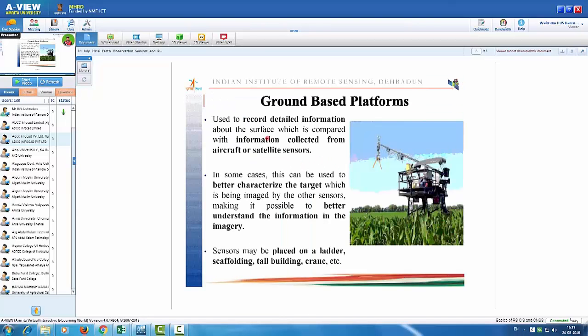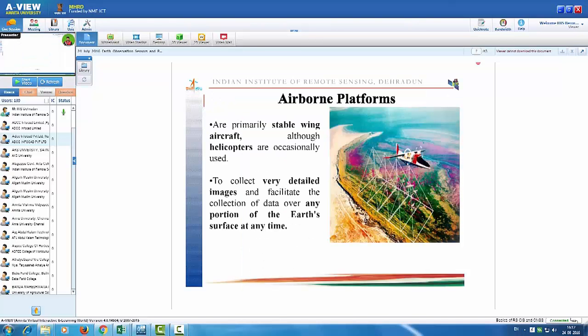Ground-based platforms are useful for recording detailed information about the surface, which is compared with information collected from aircraft or satellite sensors. Normally the ground-based platforms may be a truck, high-rise building, crane or scaffolding. You can put your instrument on them and acquire the data. For proper characterization of the target, you require ground-based data, and you can compare it with data acquired using aircraft or satellite sensors.